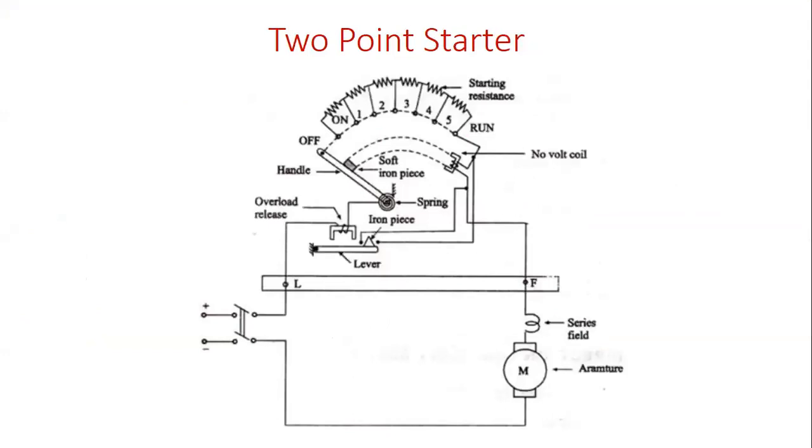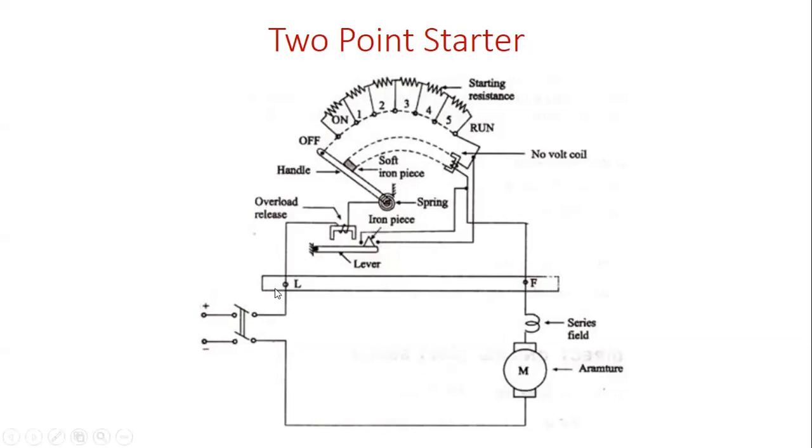Now consider this pictorial representation of a 2-point starter. Here we have connected our series motor, in the sense that the field winding and the armature have to be connected in series. This is connected to the field terminal F, and the other end of the field terminal is connected to the negative polarity of a DC supply. The positive polarity is connected to the line terminal.